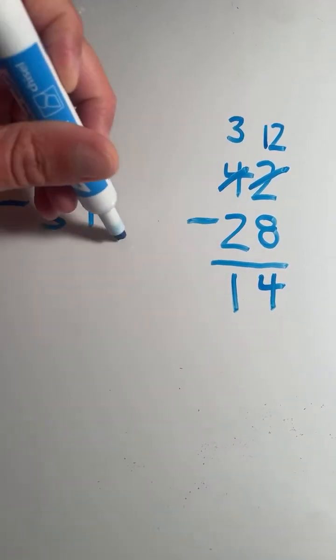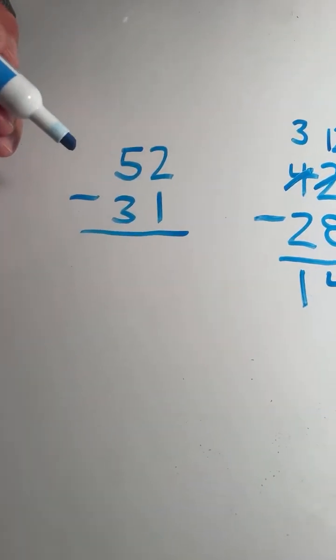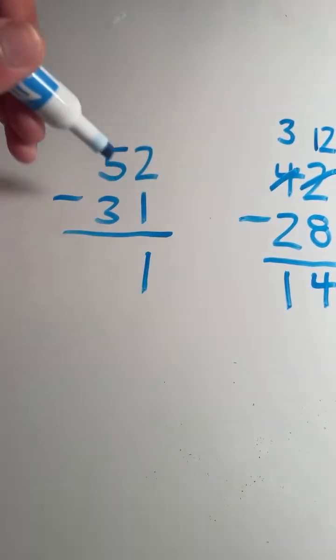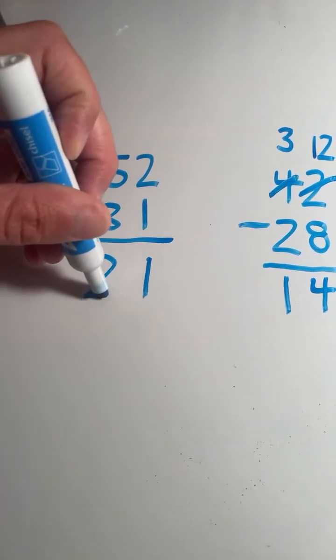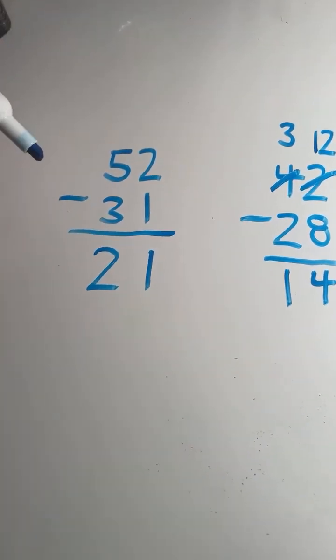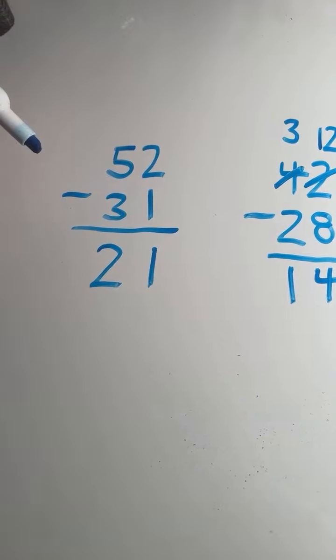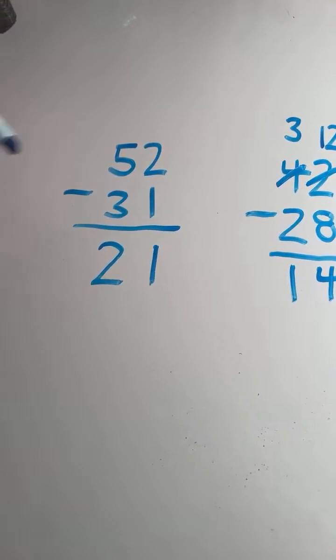52 minus 31. So starting in the ones place, 2 minus 1 equals 1. 5 minus 3 equals 2. And we have our final answer. 52 minus 31 equals 21.